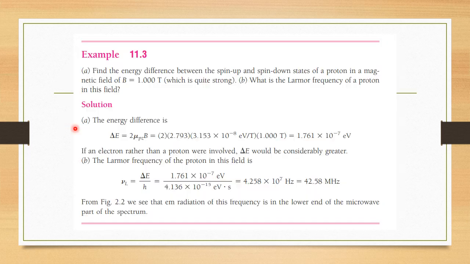Now we can go through a problem. You do it in your notebook. Find the energy difference between the spin up and spin down states. We can take the delta E equation and find the value, and also find the Larmor frequency of a proton in this field. What is the frequency in this field? We can take the equation mu equals delta E by h cross. You do it in your notebook.